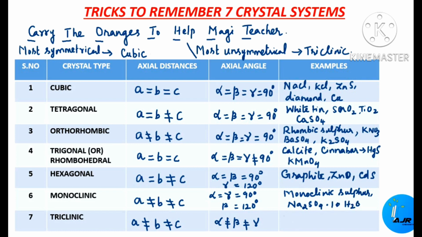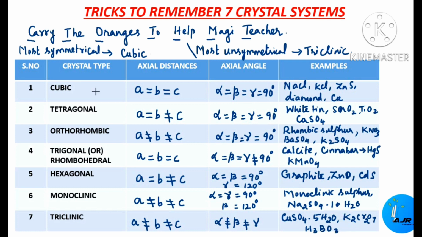And the next one is copper sulfate. For triclinic, copper sulfate pentahydrate. Pentahydrate is an example for triclinic. And then potassium dichromate, K2Cr2O7, and also H3BO3. This is also an example for this triclinic.